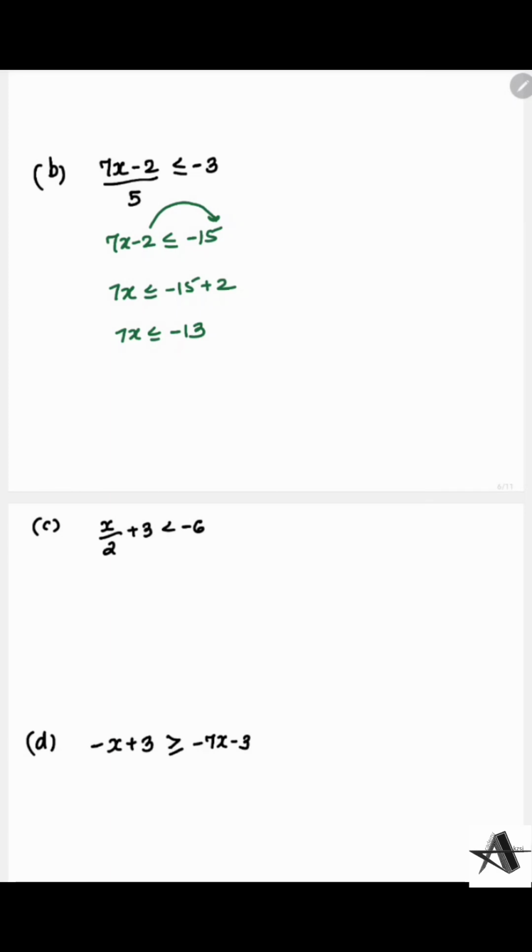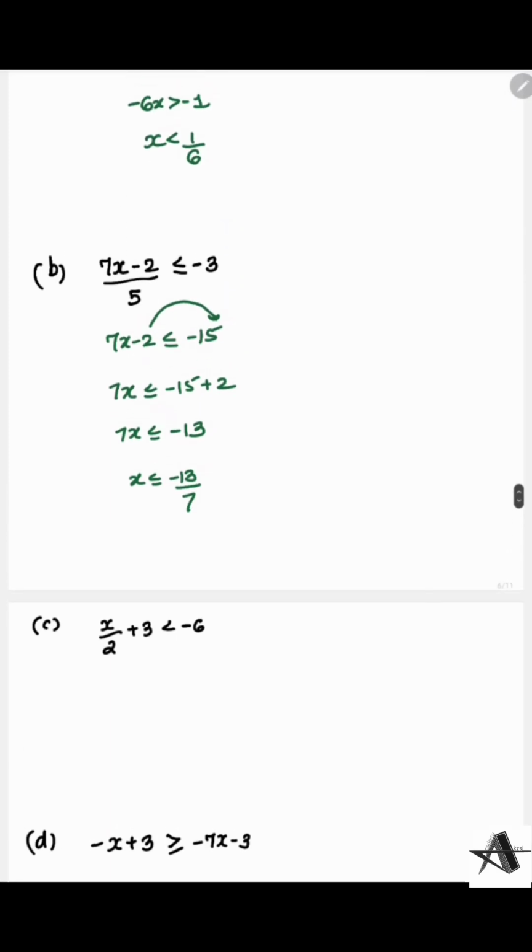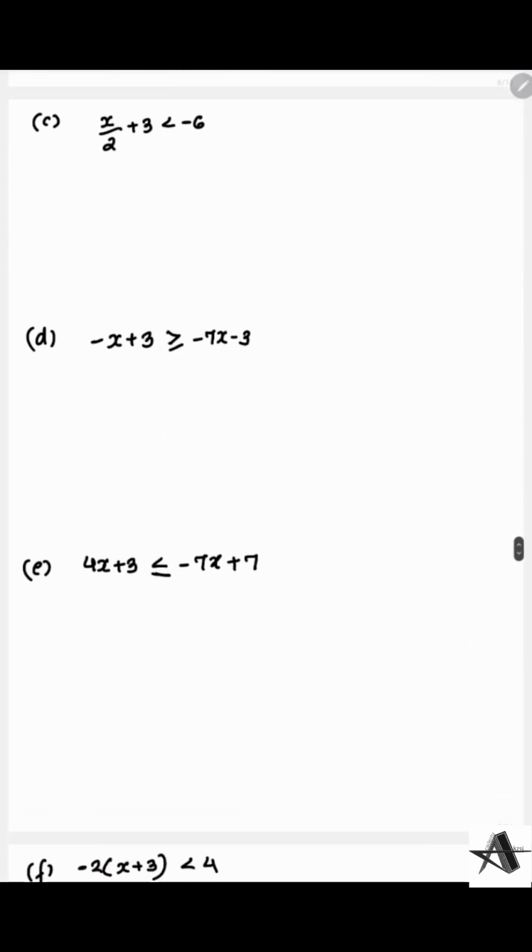And now divide both sides by 7. You'll get x is less than or equal to negative 13 over 7. Moving on to the next one. Part C says x over 2 plus 3.